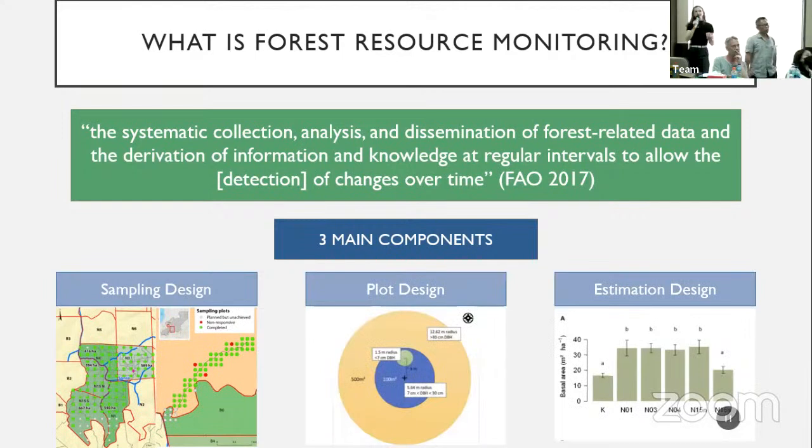We have sampling design, plot design, and estimation design. These are the 3 components. I can go 3 more times.